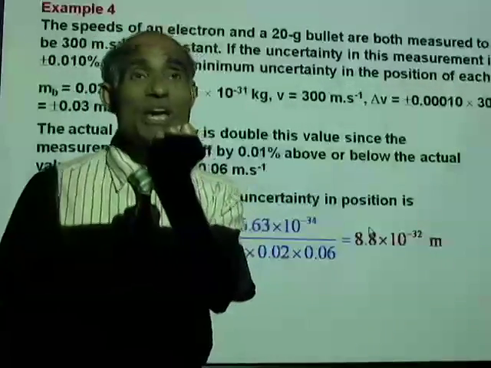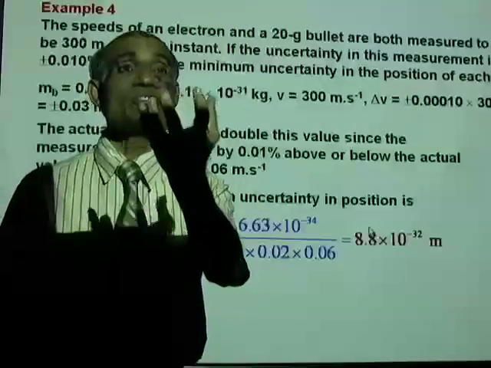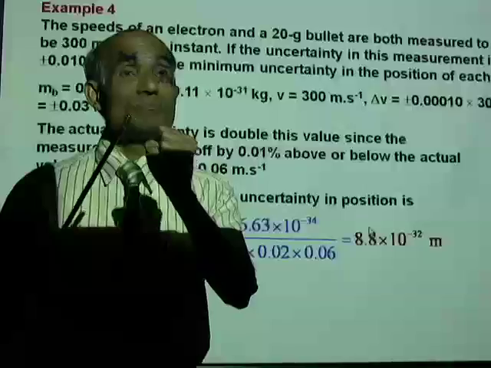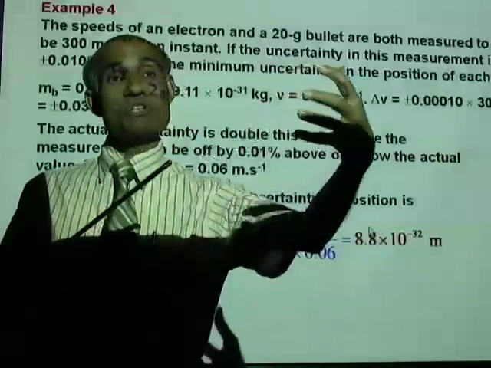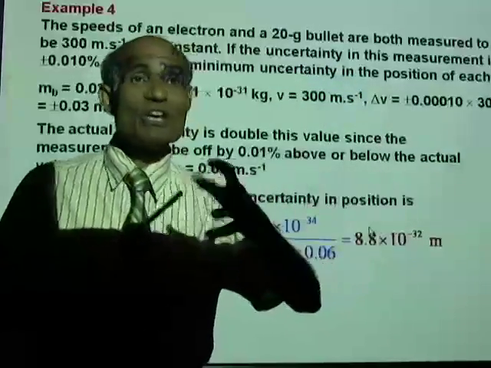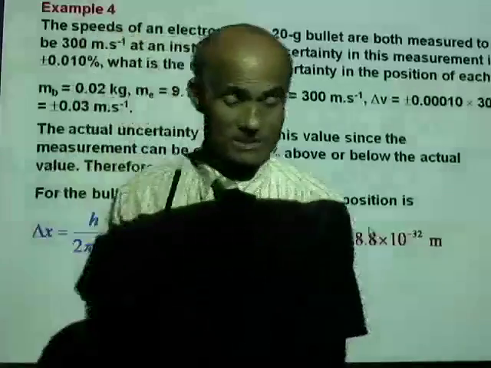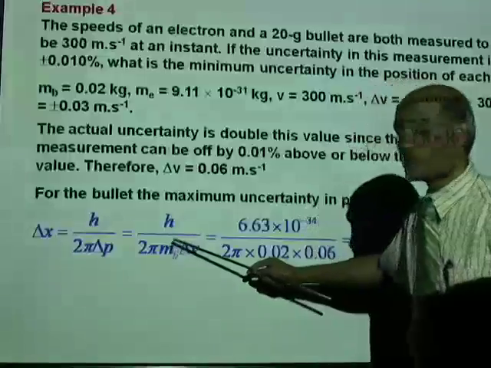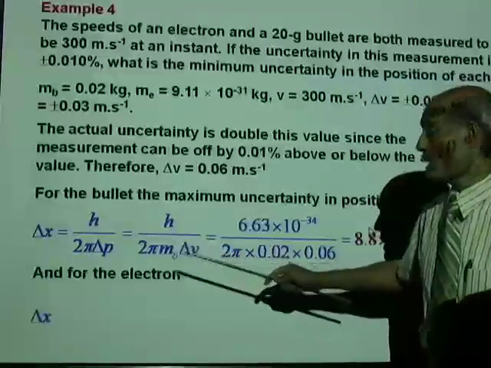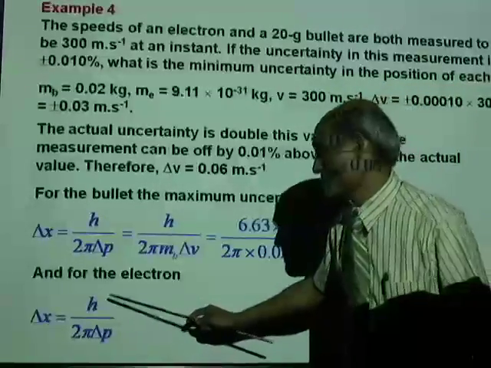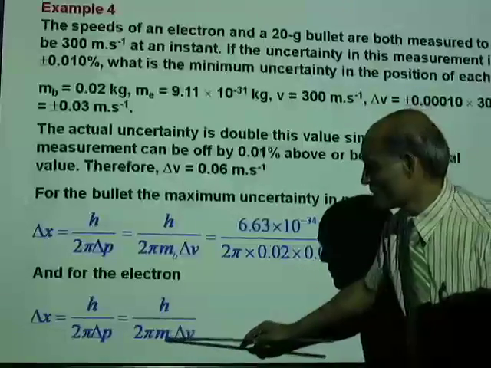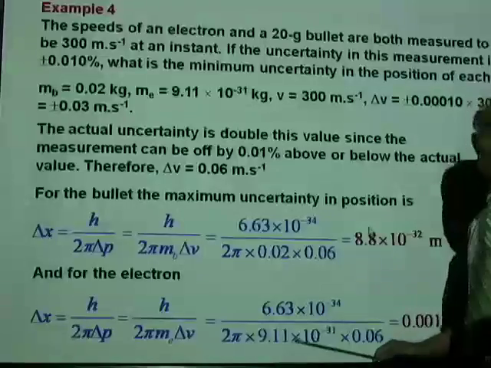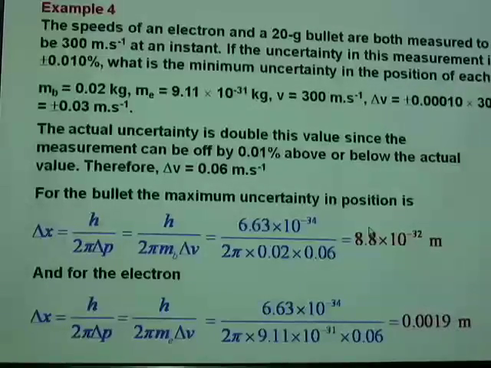Because the bullet is a big object, the uncertainty in measuring the position when we have measured the uncertainty in its velocity is not very significant. But what happens in the case of an electron? If you now replace this for an electron, what will be the difference? Well, the only difference is the mass here will be the mass of the electron, and in such a case, look at the uncertainty.